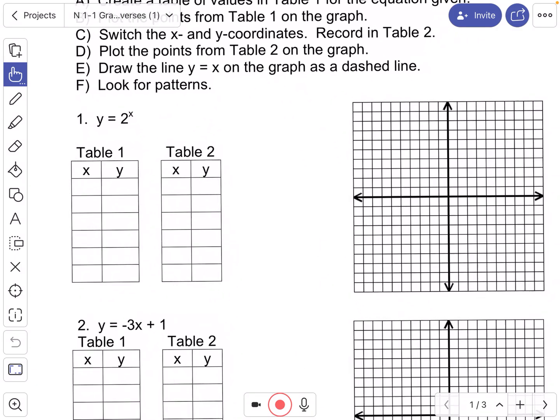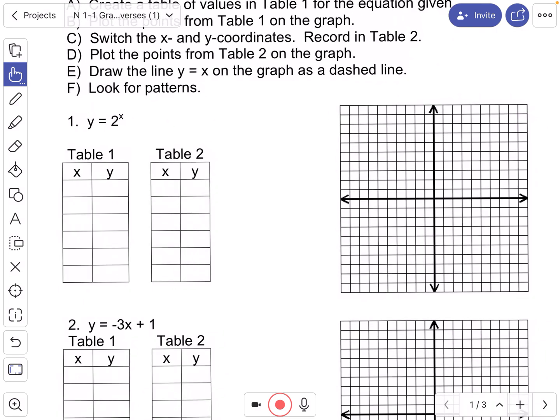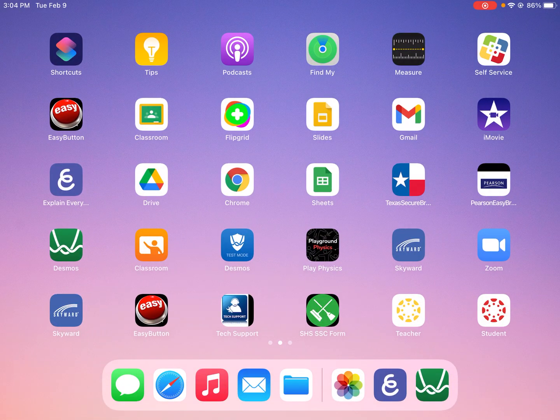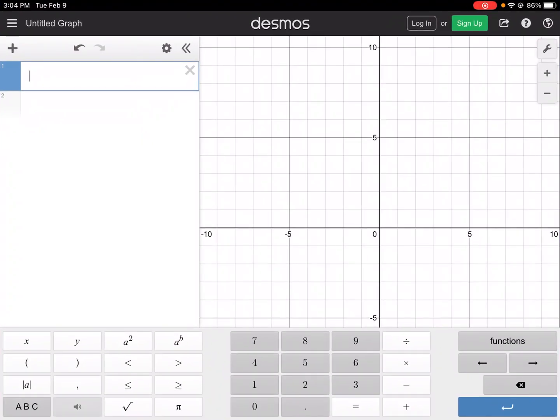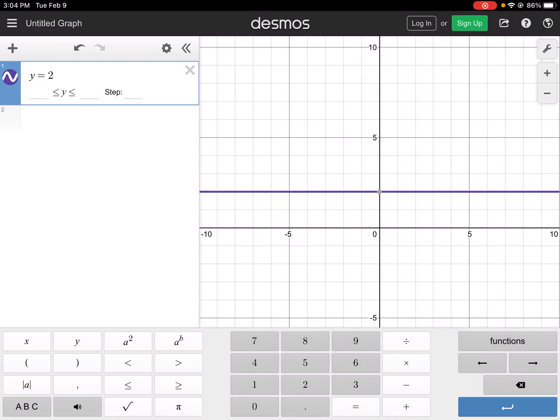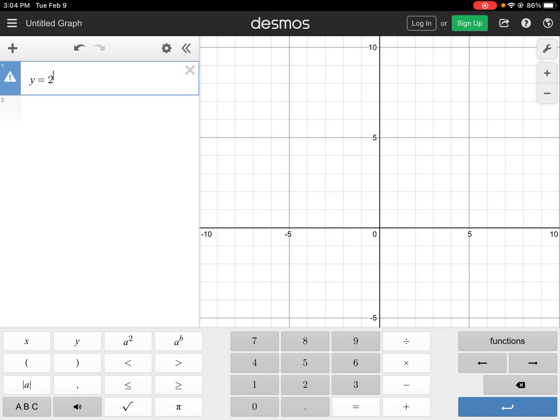Okay, so it says create a table of values in table 1 for the equation given. So we're going to plug in y equals 2 to the x. Again, you can use your calculator at home if you have it, or you can use the Desmos app. If you go to the Desmos app, it should be green. You can type in the equation, but you have to put y and then equals, so you're putting exactly what you see. 2, and then the exponent: use that a to the b power, and you can use whatever exponent you want. In this case, an x. That's our example that we have on our notes.